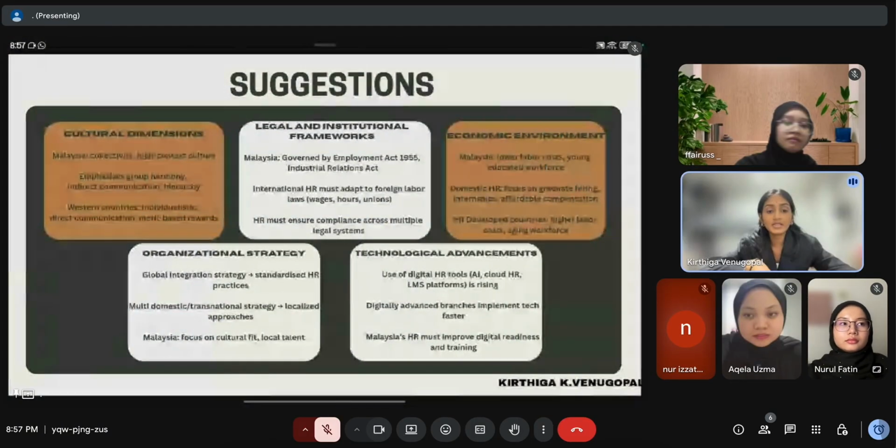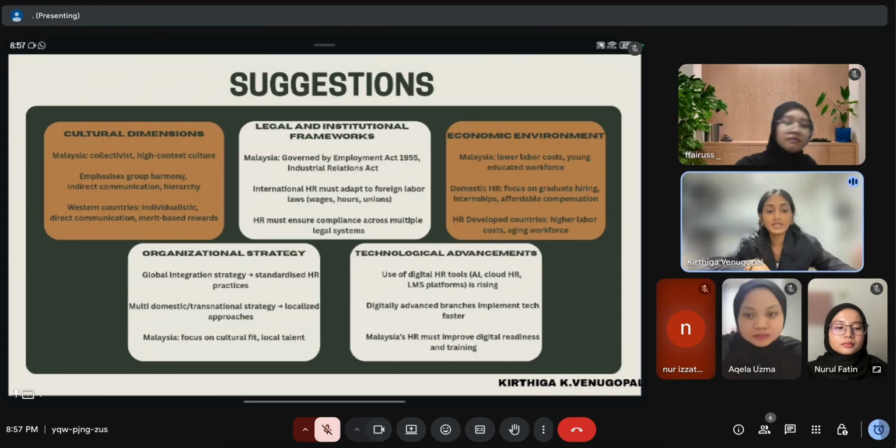So moving on to the economic environment. The economic situation matters too. For example, in Malaysia, labor is cheaper and there are many young graduates. So this lets companies focus on internships and affordable salaries. But in countries with higher costs and older workforces, human resource needs to focus more on retaining skilled employees, and also offering better salaries and training programs in future.